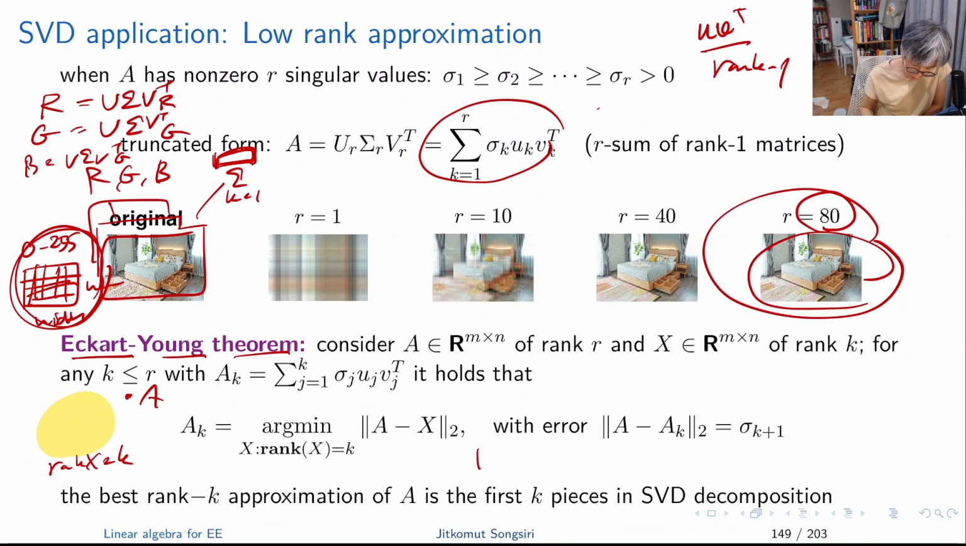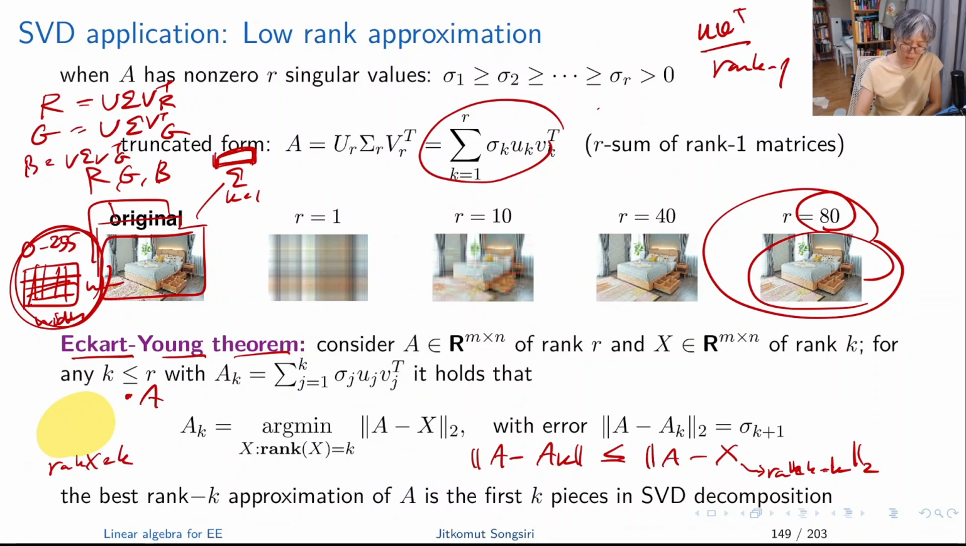So the norm here is the two norm of A minus A_K, where A_K is the singular value decomposition using K terms. The norm of this will be less than the norm of A minus any other X that has rank K. Okay, so this is the result.